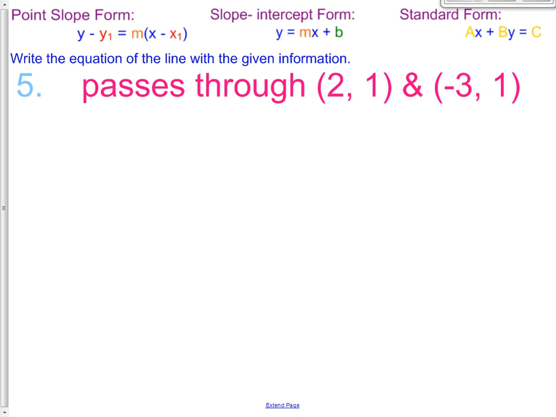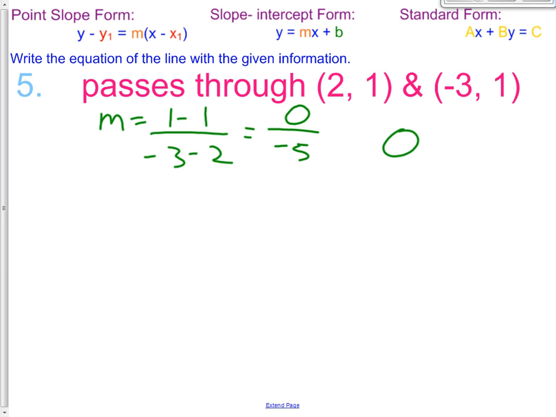We'll finish here with problem number 5, and that is it passes through the points 2, 1 and a negative 3, 1. So I have 2 points. I need to find the slope first. So my m equals y2 minus y1, so 1 minus 1, over a negative 3 minus 2. 1 minus 1 is 0. A negative 3 minus 2 is a negative 5. 0 divided by any number is just the number 0. So my slope equals 0.